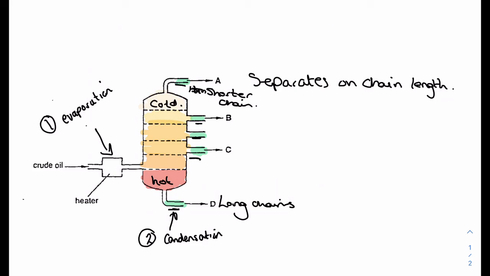When they leave, they cool down because they're no longer in this hot column. They cool down and condensation happens. So they condense back into a liquid, and we've got all of our things separated. So at the end here, we might have our triangle, we might have the rectangle, obviously they're coloured before, but you get the idea, and a circle. Something like that, they'd all be separated based on how long those chains are, so how many carbons and hydrogens there are.